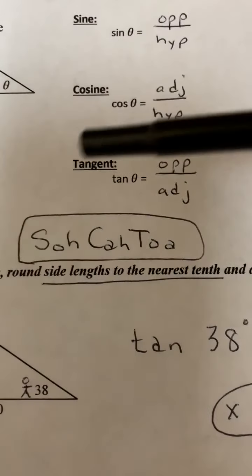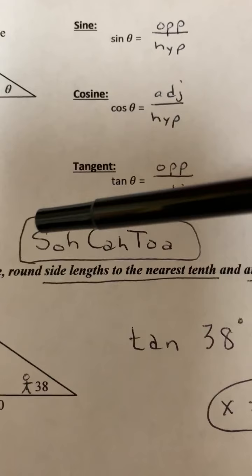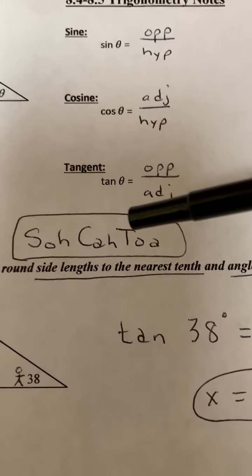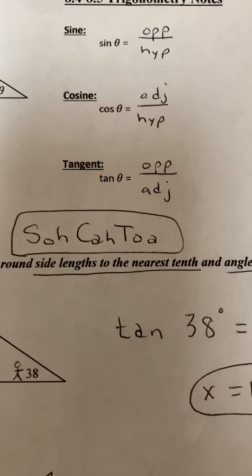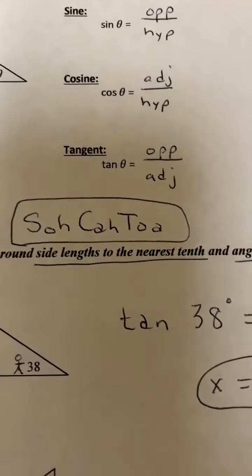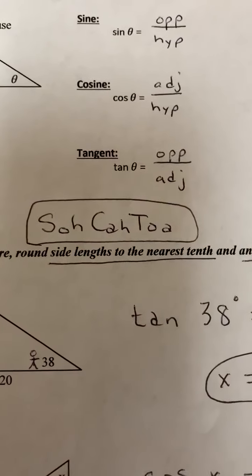So there's your SOHCAHTOA. SOH, sine is opposite over hypotenuse. Cosine is adjacent over hypotenuse. Tangent is opposite over adjacent. So we just use that abbreviation a lot in geometry. We just call it SOHCAHTOA, just a way to remember your trig functions.